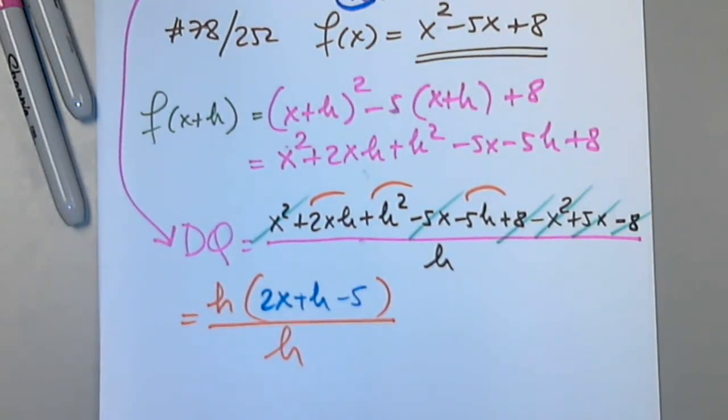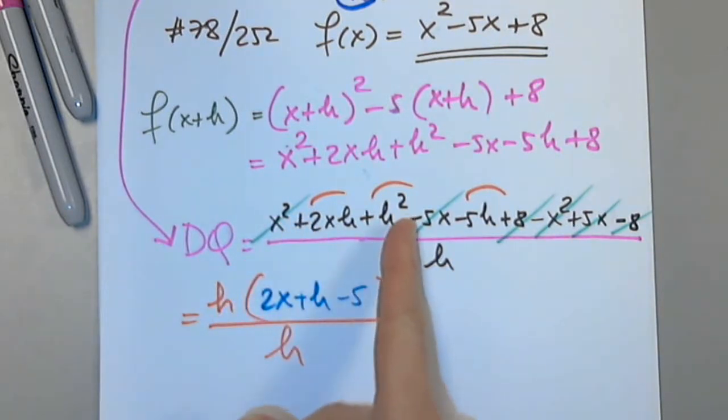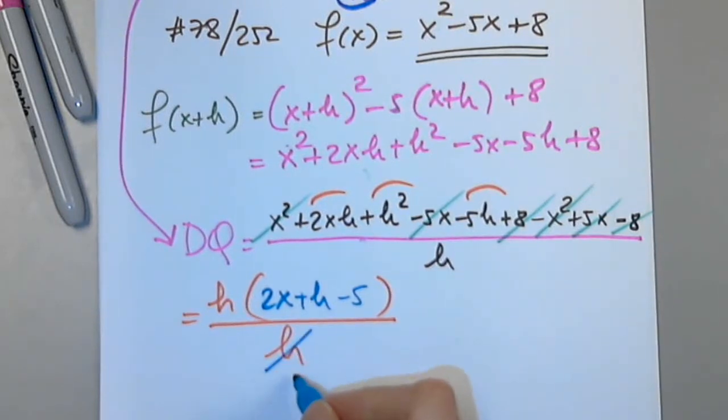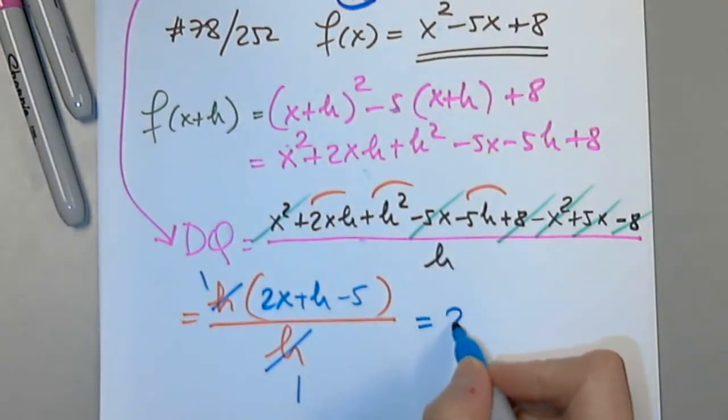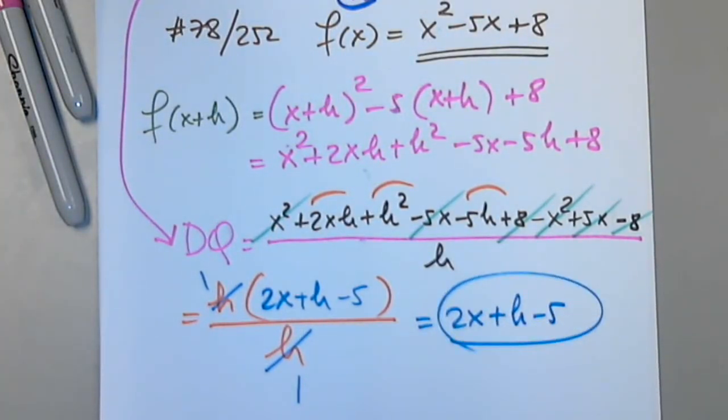Do you all agree? Let's check. 2x times h is 2xh. h times h is h squared. h times negative 5 is negative 5h. What do you think will happen next? That's the second thing that must happen. The h below has to go away. Exactly, the h in the denominator has to go away. And this is final. This expression gives us the rate of change of this function at any point.